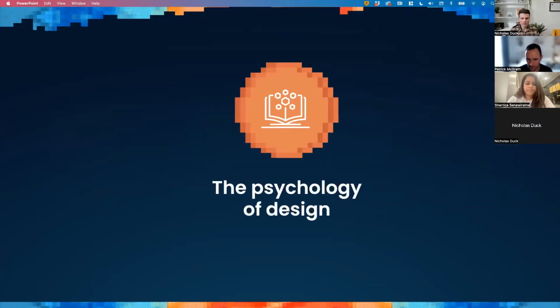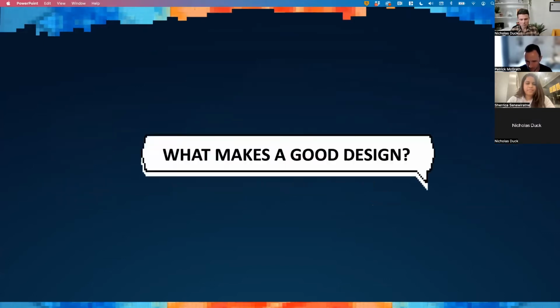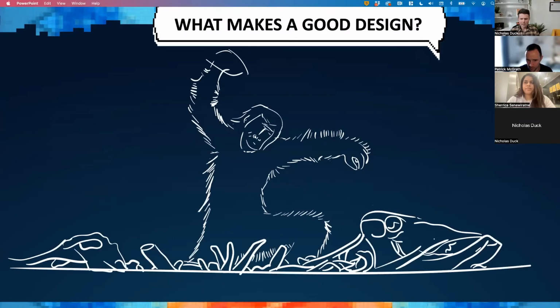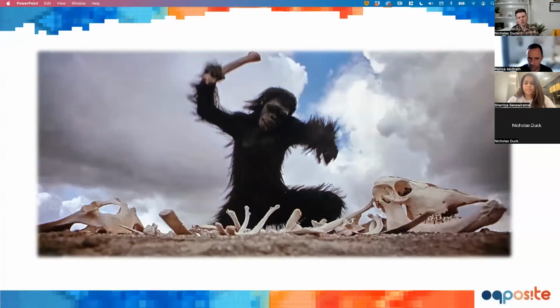All right, let's talk about the psychology of design. What actually makes a good design? This is an example from a movie. I don't know if anyone can figure out what this is from, a movie that I used to take for granted that everyone had seen. But now that I've gotten a little bit older, I've noticed that quite a few younger people haven't seen this movie, because it came out in the 1960s: 2001: A Space Odyssey, and there's an early scene in it that you might be familiar with.